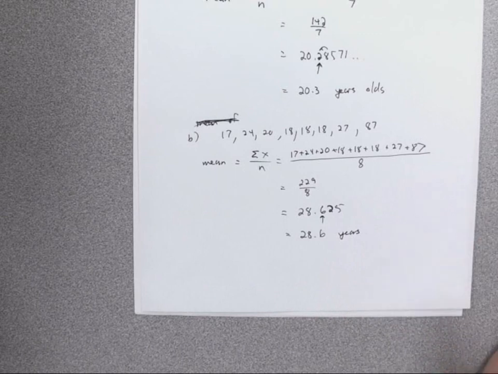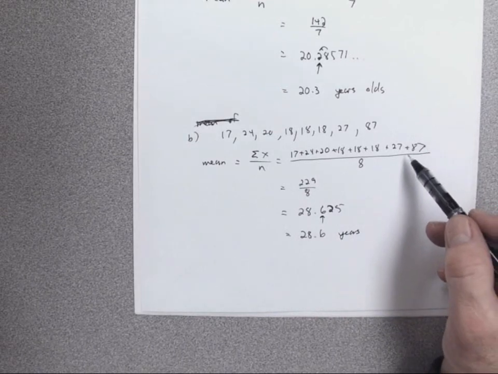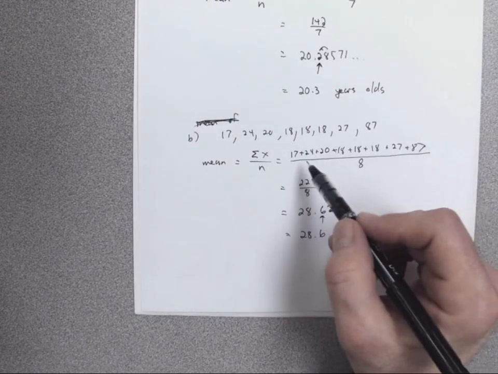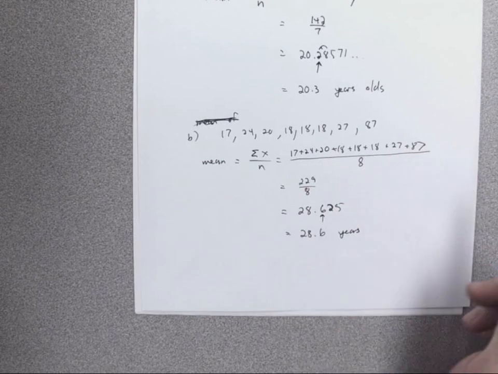So that's why we say that the mean is not resistant to outliers. This person is much older than the other one, so it would be an outlier compared to the other data points. That's why it's changed so much.